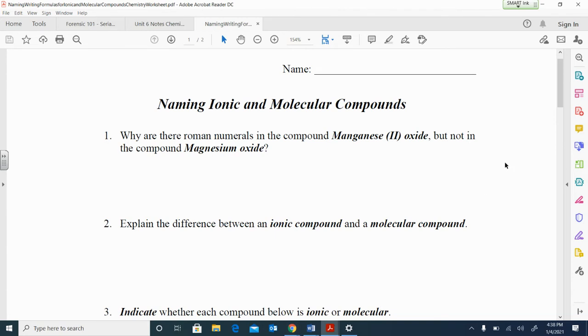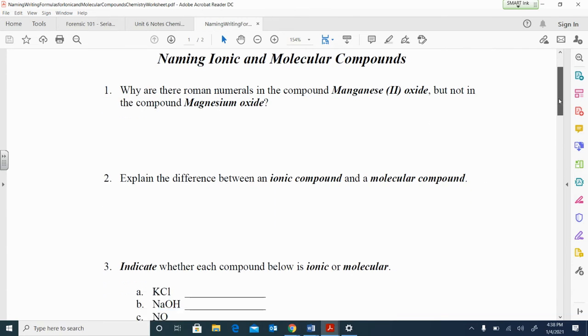So let's see, I'm gonna hide that. Let's go up here. So you have to understand how to name ionic and molecular compounds, and how to write their formulas correctly. That's what we were working on right before Christmas break. That was our last unit. You can't forget about that. It's not gone. It actually continues for pretty much most things throughout the year. You have to remember how to name things.